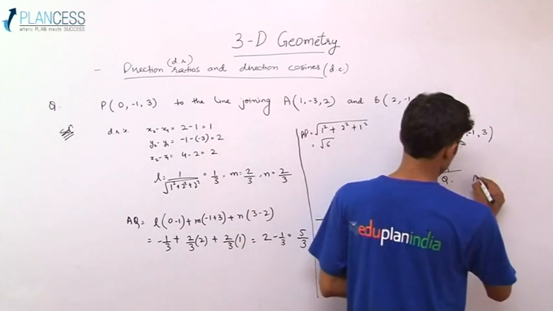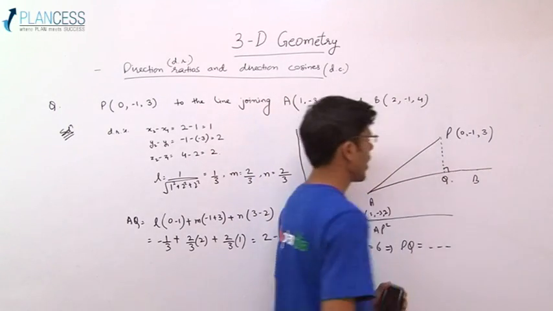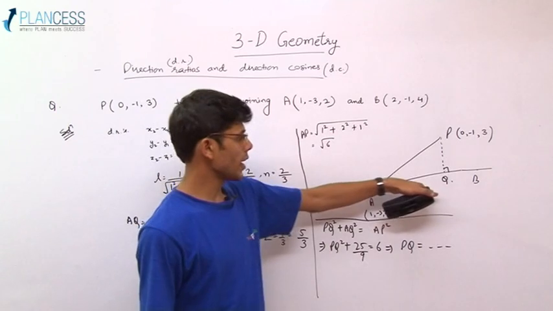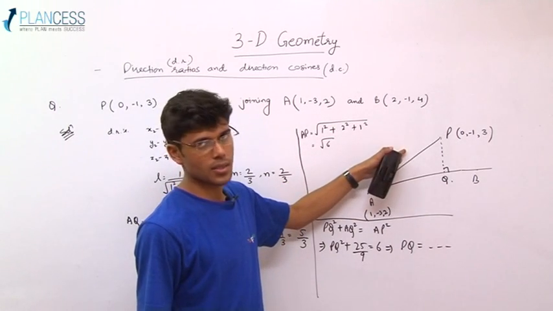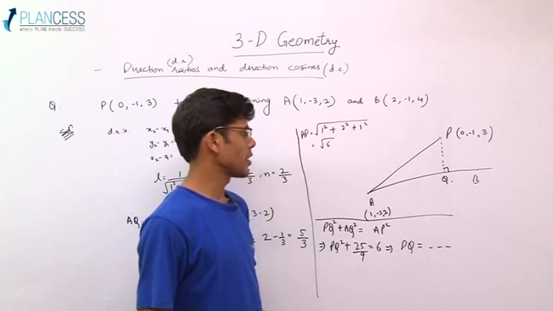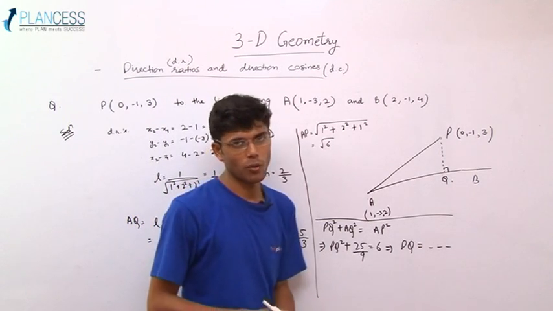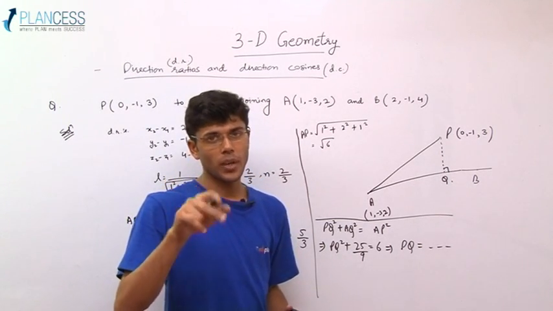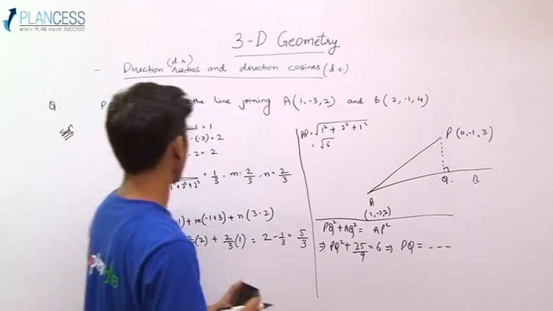Say this is point B somewhere. And then we have AQ. We know AP by the distance formula. Then using Pythagoras theorem in the triangle APQ, we can easily find PQ, which is the perpendicular distance from the point P to the line AB. Okay.